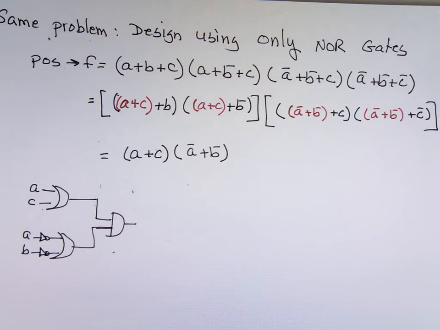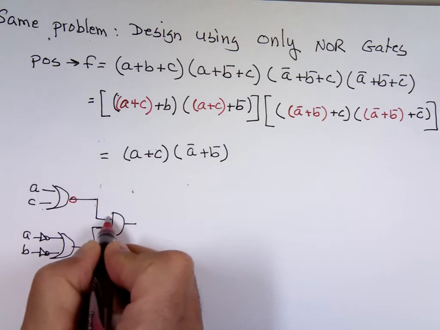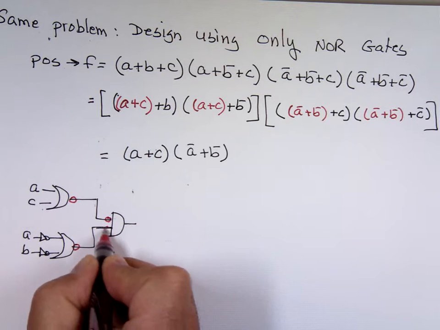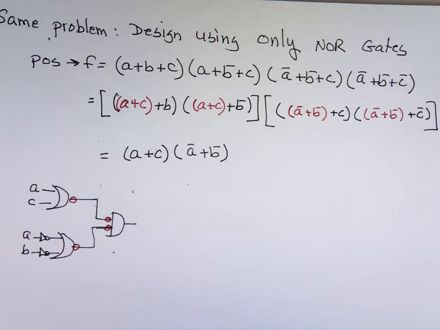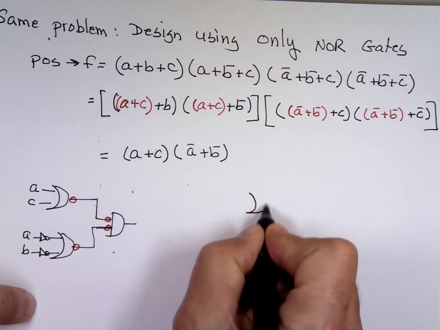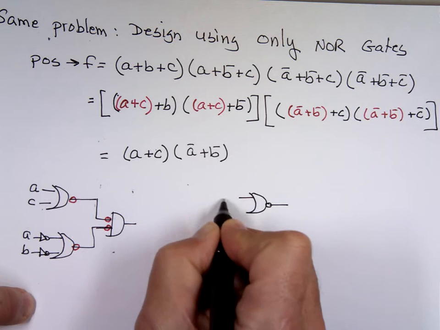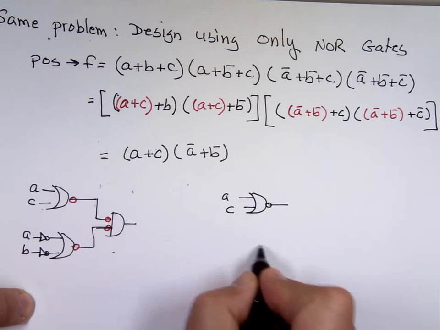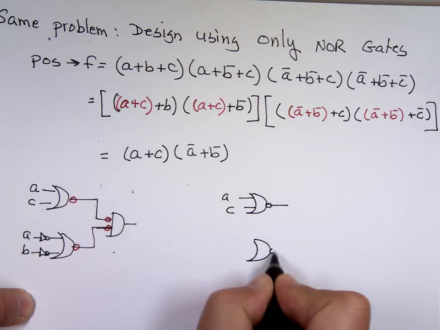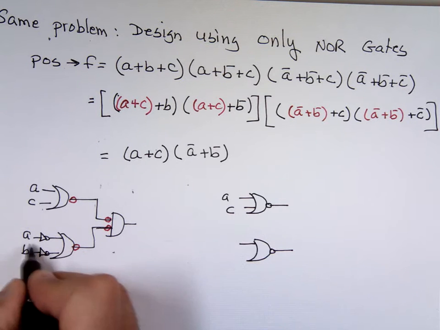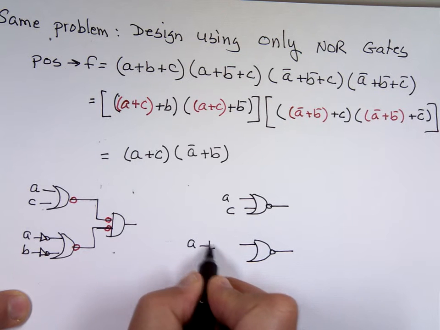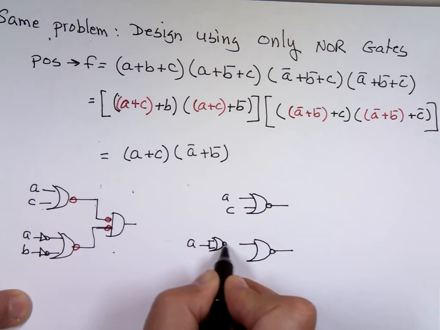I want to use NOR gates, so these are OR. So let me double complement both ends. Double complement here, double complement here. If I double complement, these two gates become what? NOR gates. Now I need a NOT gate, so I'll use another NOR gate to make the NOT.